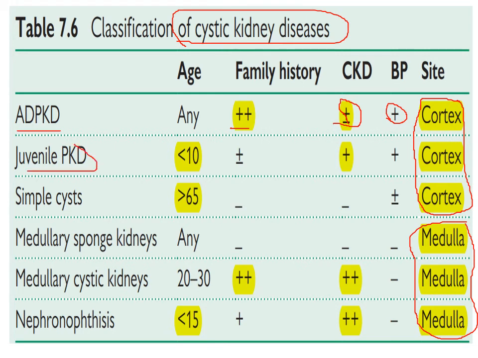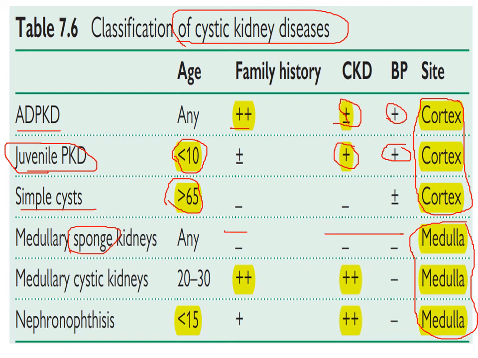Juvenile polycystic kidney disease, or autosomal recessive polycystic kidney disease, as I said, is usually diagnosed in infancy or before the age of 5 years. Of course, it is an important cause of end-stage kidney disease in infancy, and they are usually hypertensive. Simple cyst occurs in the elderly population, mainly in the cortex. Medullary sponge, as I said, is a benign condition characterized by recurrent stones and recurrent UTI, and it is not associated with CKD or hypertension, and there is no family history.